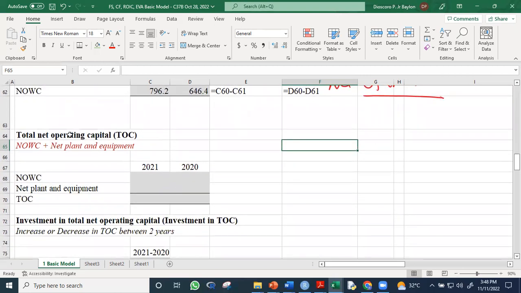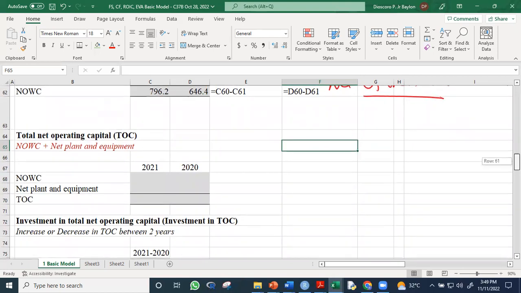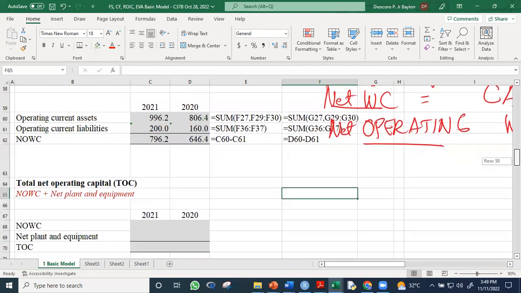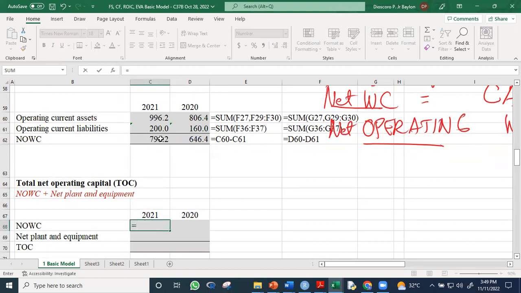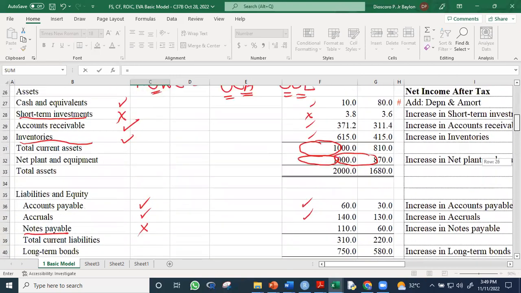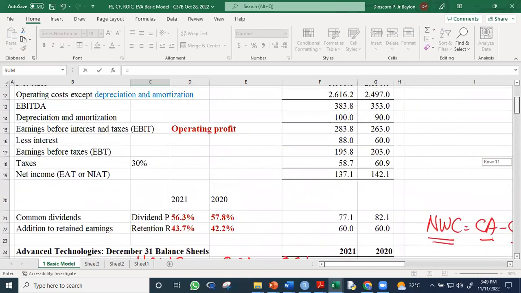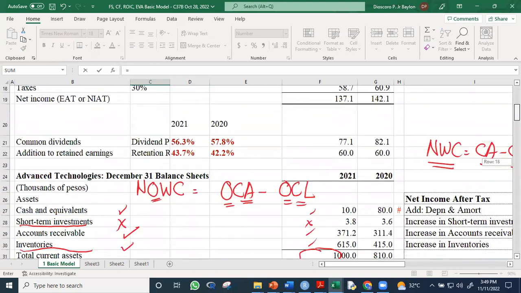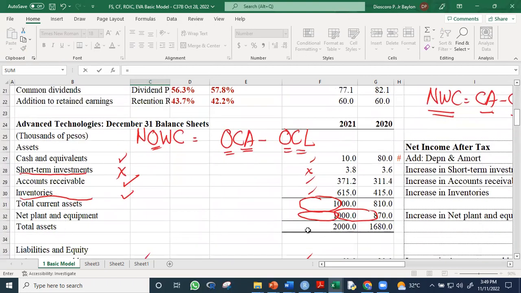So we now have what we call TOC. This is now total operating capital, or total net operating capital. It's the same. You can call it total net operating capital or total operating capital. So how do we compute the total operating capital? It's just your NOWC and then your net plant and equipment. So our net plant and equipment here is, okay, it's 1,000.